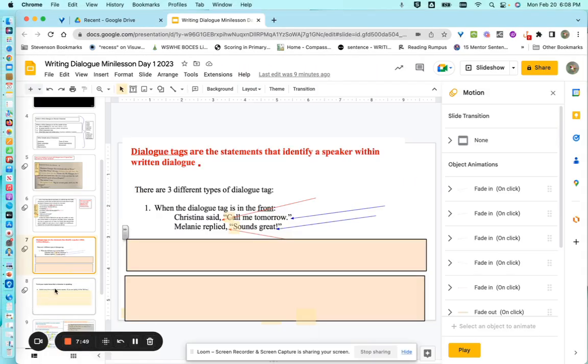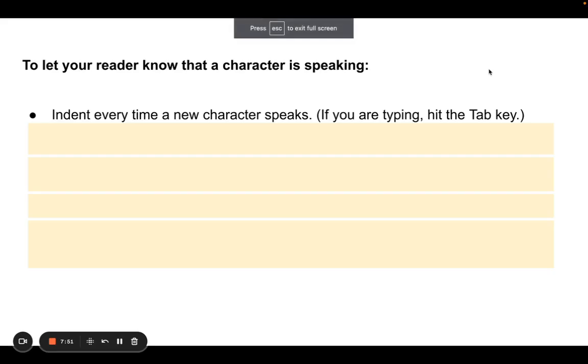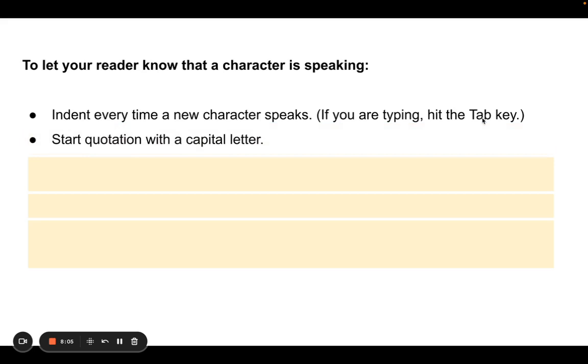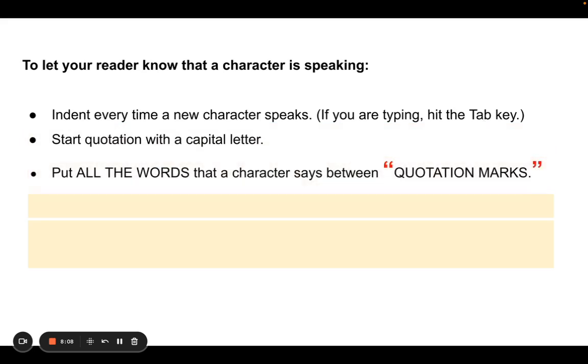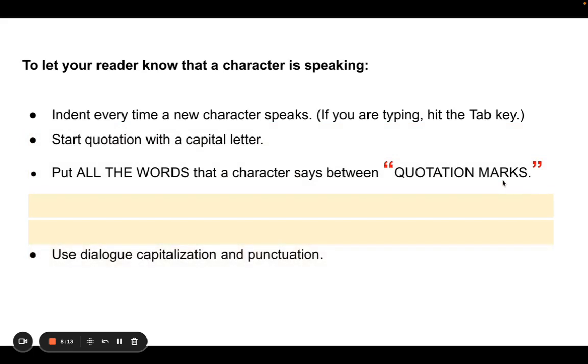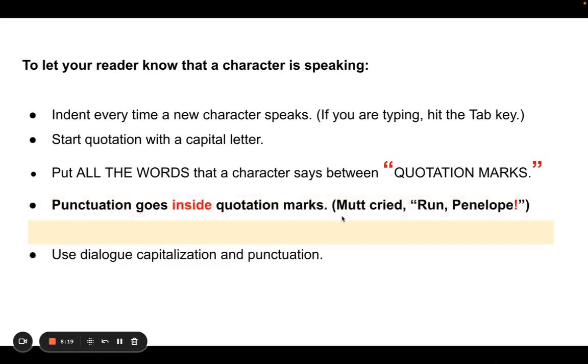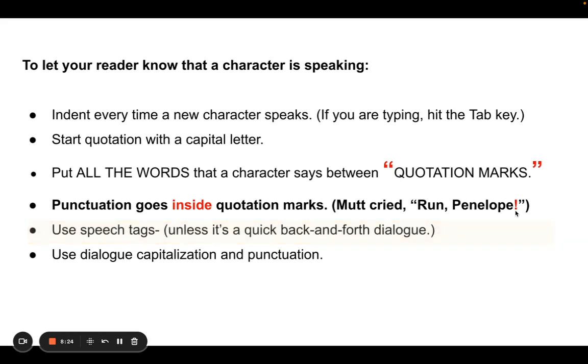I don't know why it's not progressing, but we're just going to move on. Okay, so to let your reader know that a character is speaking, you're going to indent every time a new character speaks. And I think on the Chromebook, it's Enter, not Tab. You start a quotation with a capital letter. Put all the words that a character says between quotation marks. Use dialogue capitalization and punctuation. The punctuation goes inside the quotation marks. Here's your exclamation point. And use a speech tag unless it's a quick back and forth dialogue.